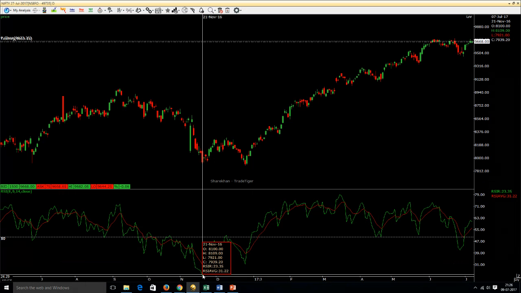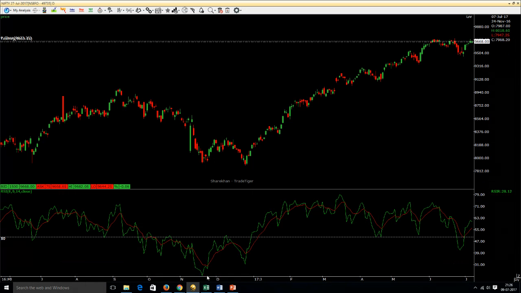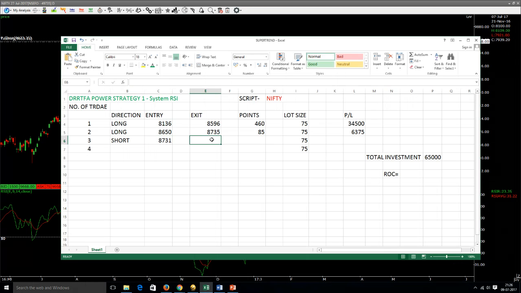So it's closing around 7,939. So we put here 7,939. How many points have we got? It is equal to this minus this, and our profit loss is equal to this multiplied by the lot size, this.